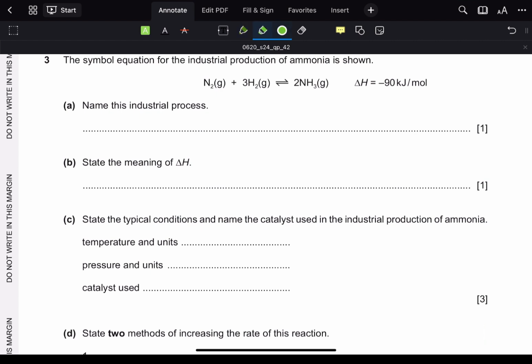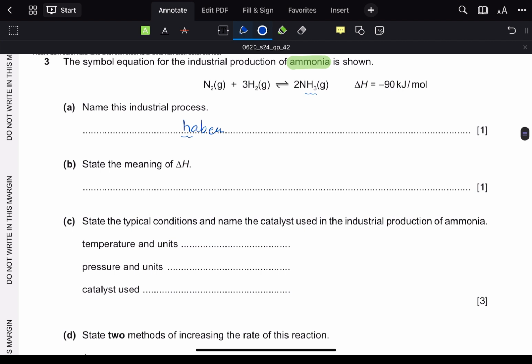Question 3. The symbol equation for the industrial production of ammonia is shown. Part A. Name this industrial process. The production of ammonia is also known as the Haber process. A good way to memorize this is by remembering that Haber starts with an H, and the chemical formula for ammonia, which is NH3, also has an H.